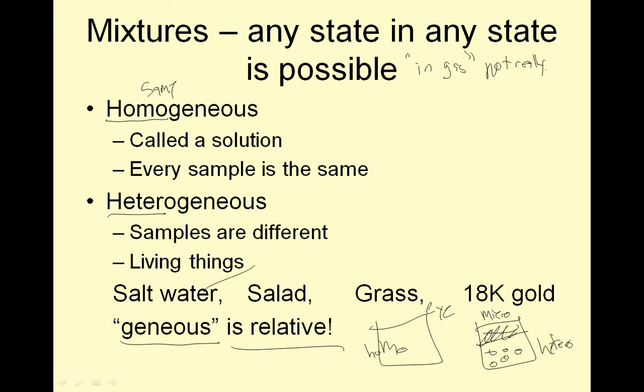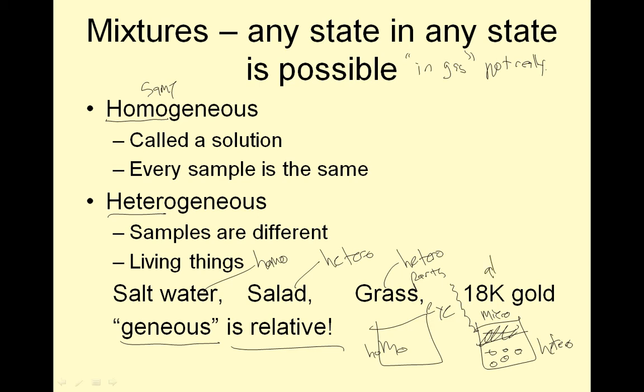Salt water is homogeneous. Salad is heterogeneous. You can tell the different parts, right? There's a carrot. There's some lettuce. There's someone's hair. That's disgusting. Grass, my default is thinking of it on the microscopic level, and I think the questions they would give us would be a comparison like this. But grass, to me, is heterogeneous because you can see the different parts of the grass. The root, as they say in Indiana.